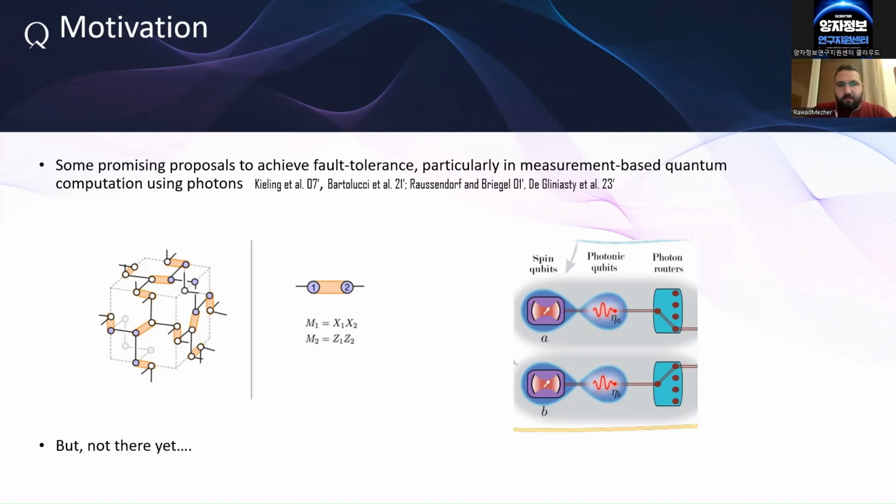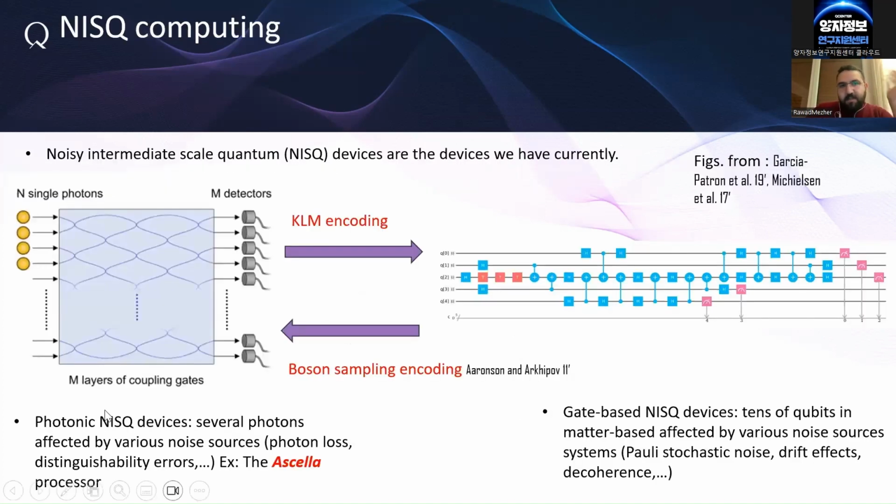So, as I said, we haven't reached that point, and actually it's not the main focus of my presentation today. The main focus of my presentation today is the devices we currently have right now. And these devices are usually called NISQ, or noisy intermediate scale quantum devices.